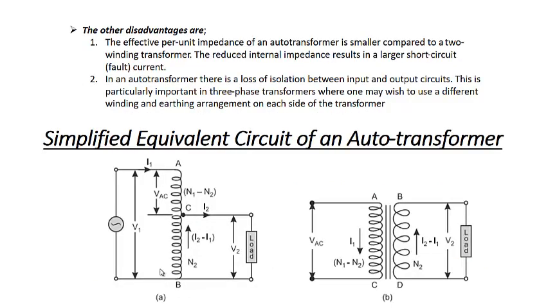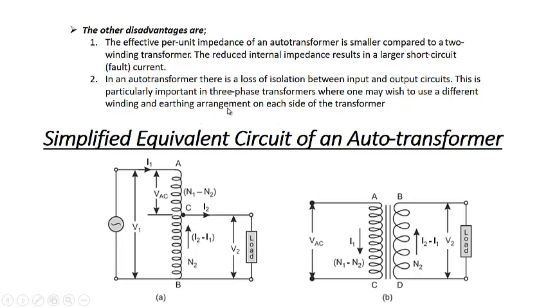The other disadvantages are that the effective per unit impedance of an autotransformer is smaller compared to the two-winding transformer. The reduced internal impedance results in a large short circuit current or fault current. Since effective impedance is less, if a short circuit occurs at the input terminal, it results in a large fault current. In an autotransformer, there is a loss of isolation between the input and output because of a direct connection.